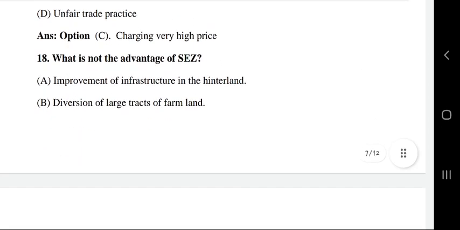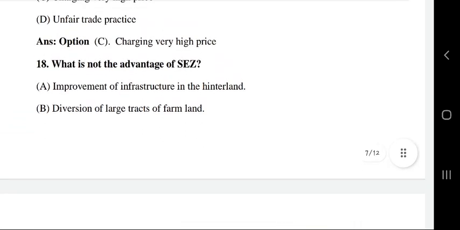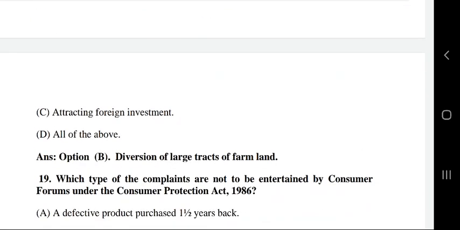Question number 18. What is not the advantage of SEZ? Improvement of infrastructure in the hinterland, diversion of large tracts of farmland, attracting foreign investment, all of the above. Option B is the correct answer, diversion of large tracts of farmland.